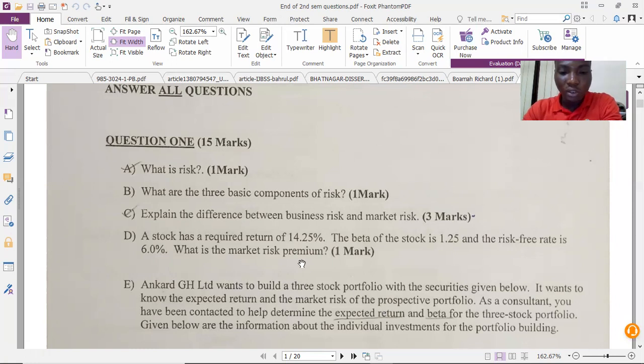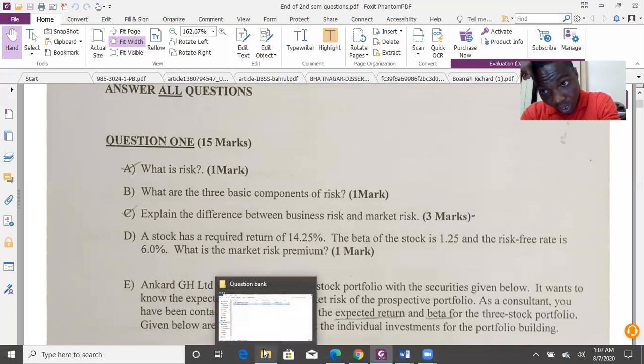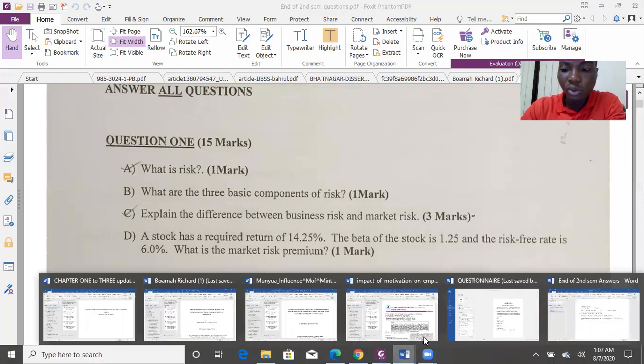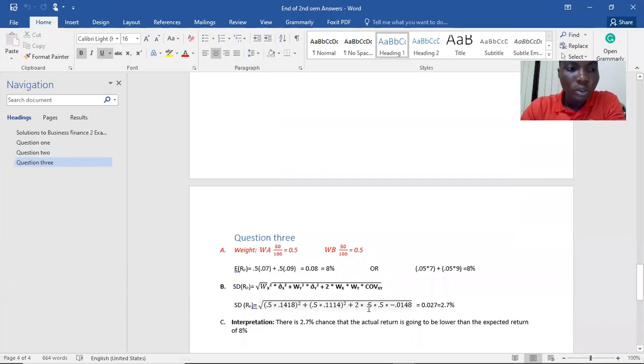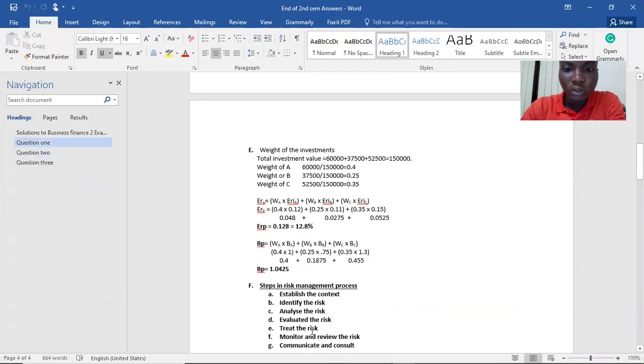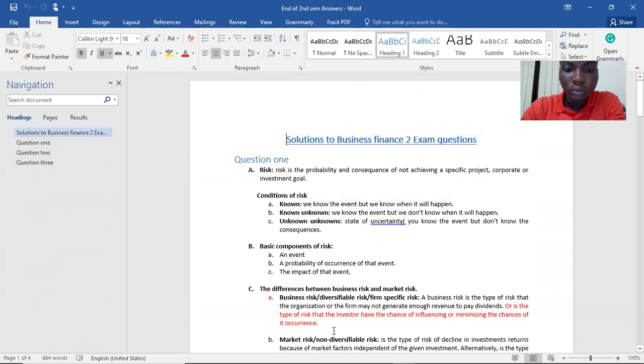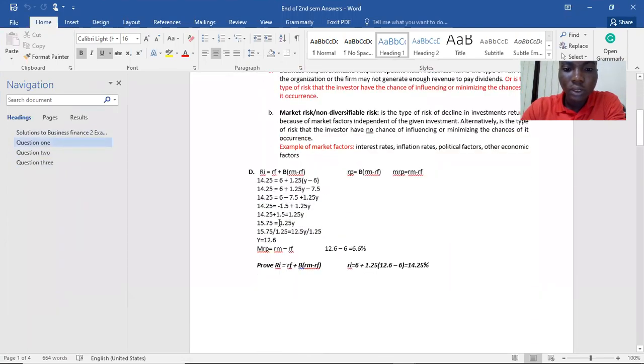Now question D, I think we've solved it already. You know the formula is Ri = Rf + beta (Rm - Rf). I think this is what I'm trying to talk about. So we did it already. This is it.